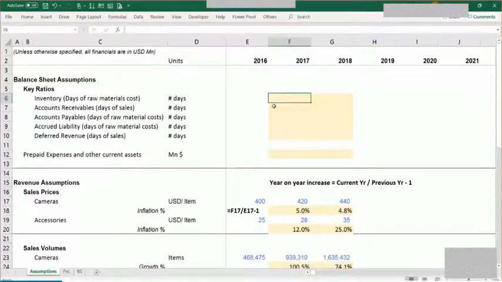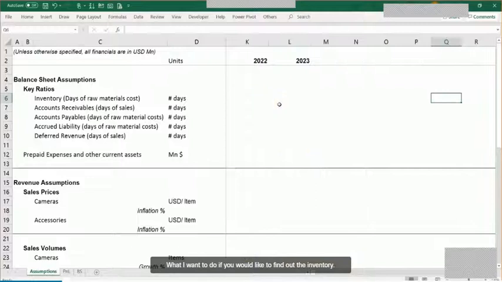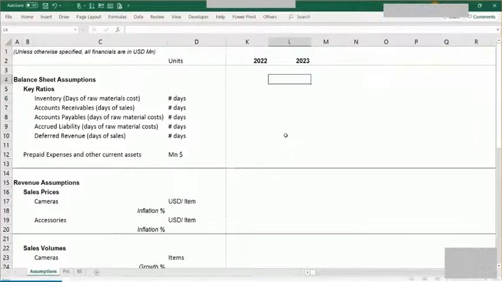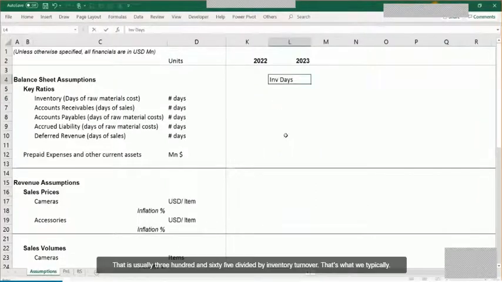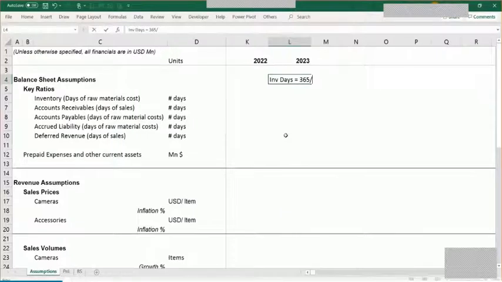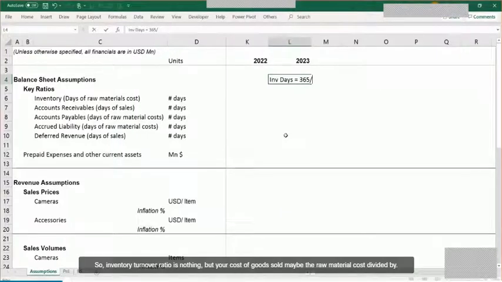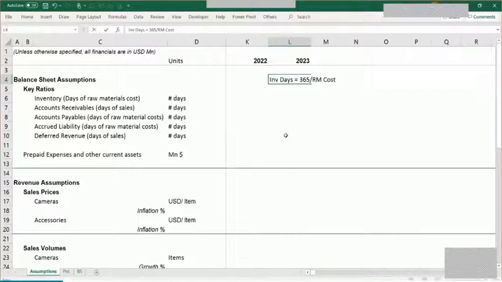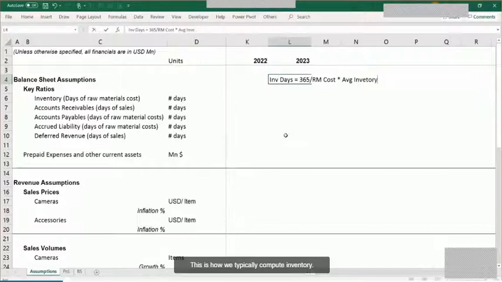What I want to do, if you would like to find out the inventory days, that is usually 365 divided by inventory turnover ratio. That's what we typically do, right? So inventory turnover ratio is nothing but your cost of goods sold or maybe the raw material cost divided by average inventory. This is how we typically compute the inventory days.